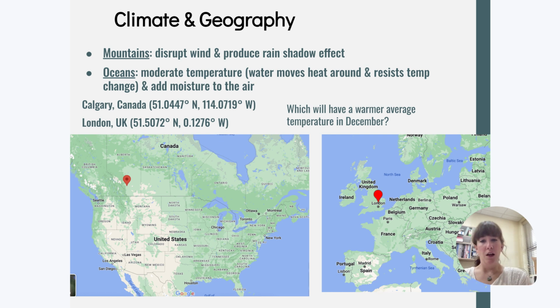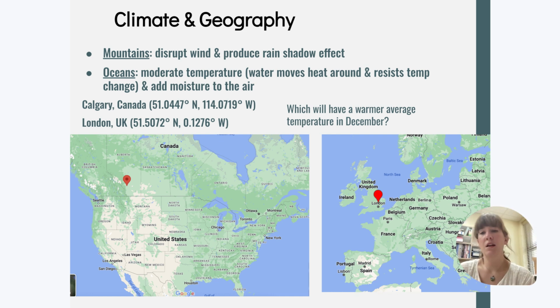For example, Calgary and London have almost the same latitude, so it's not distance from the equator. They're getting almost the same solar insolation. It's just their location in proximity to the ocean. So if we're looking at those, one of those is going to have a warmer average temperature in December. Now, it's important to note that both of these are in the northern hemisphere, so December is going to be in the winter because that tilt is away from the sun in the northern hemisphere at that time.